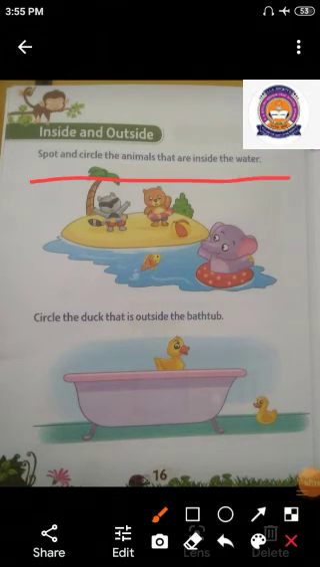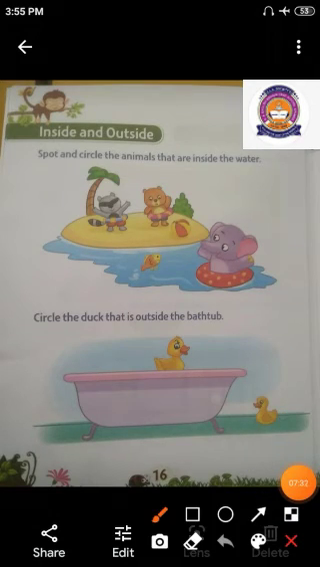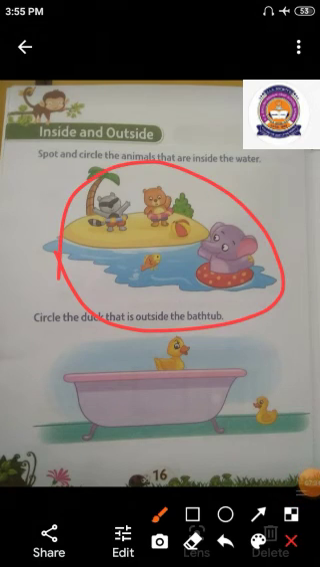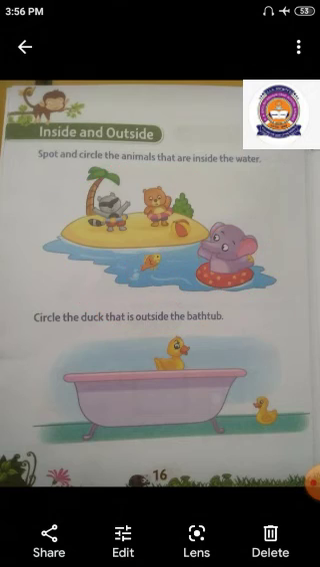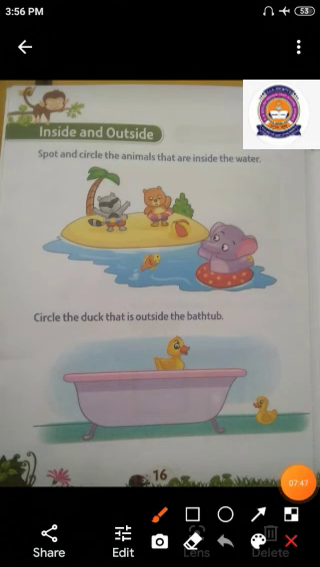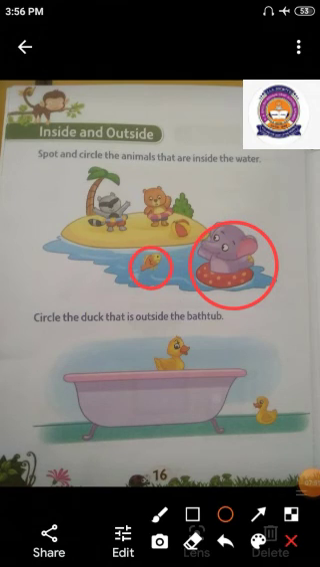Spot and circle the animals that are inside the water. Inside the water means ನೀರಿನ ಒಳಗೆ. Okay, look at the picture. The elephant is inside the water and the fish is inside the water, right? So you have to circle the elephant image and the fish image.